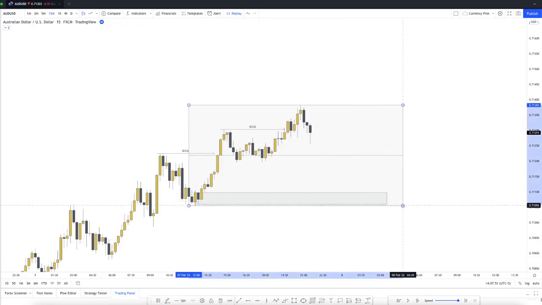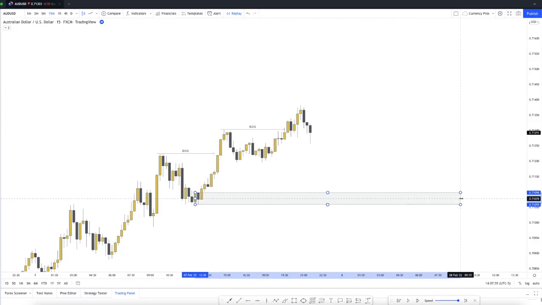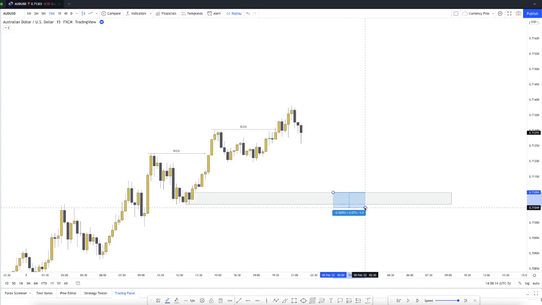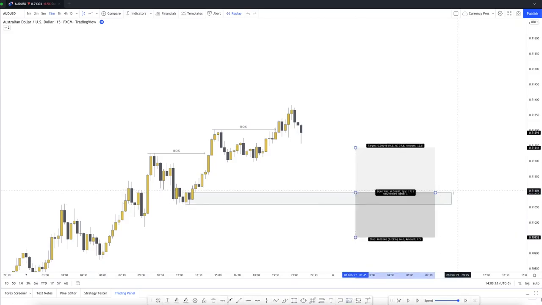So let me go ahead and delete this. Let me just measure this. I want to see how many pips that is. Okay, so the point of interest altogether is quite small. So I'm not going to target the 50% of this. I'm just going to target the high of the zone and put my stop loss just below. Let's say 5 pips. So let's take out the long position parameter tool.